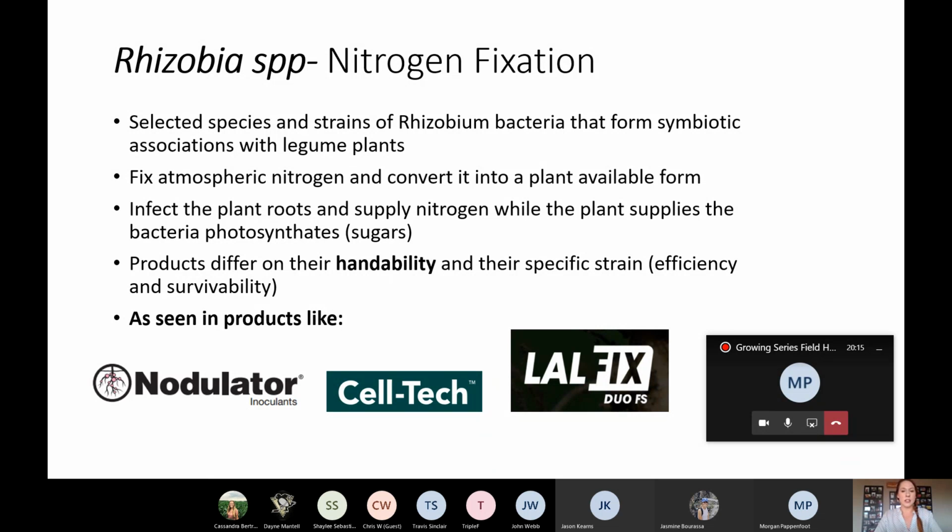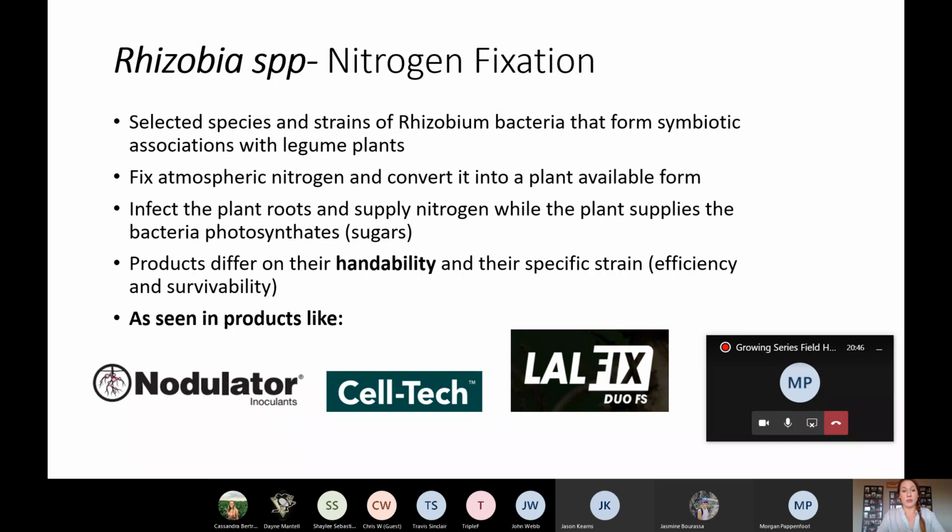These strains are specific towards efficiency as far as nitrogen fixation, so how good they are at fixing nitrogen, and also how well they're going to survive in our soils. These are pretty much the basics of the inoculants. They're the ones that we've probably been using for the longest. This will include products like the traditional Nodulator and Cell-Tech. And then there's a new one out right now that we've just started selling, called Lallemand LalFix.